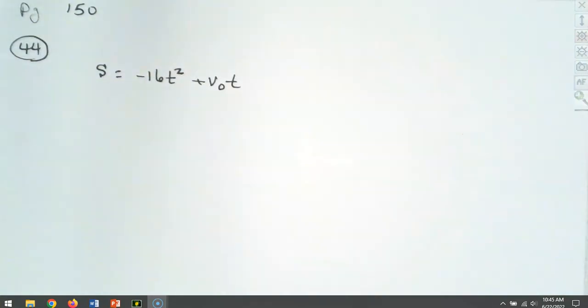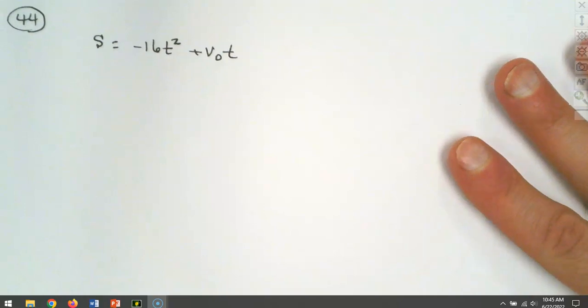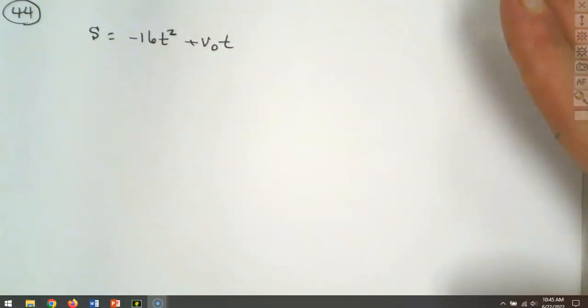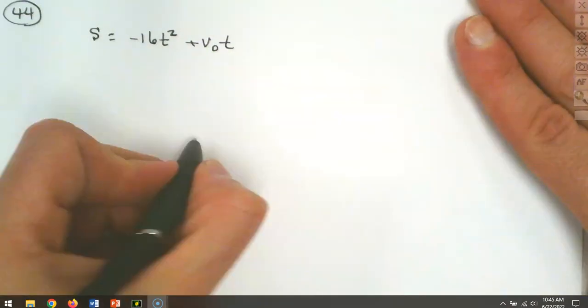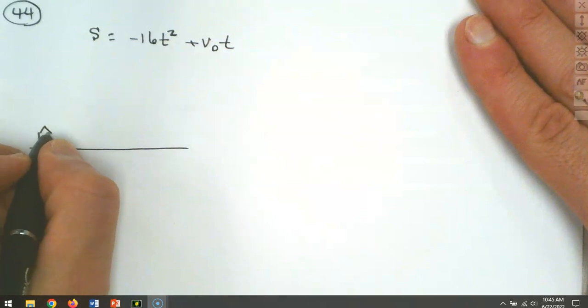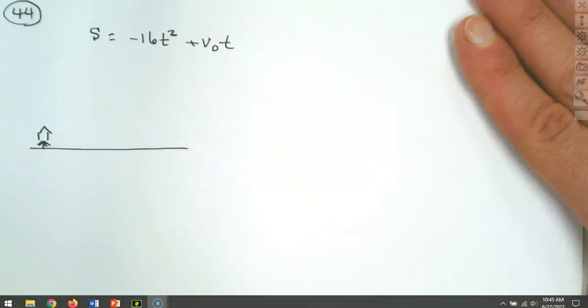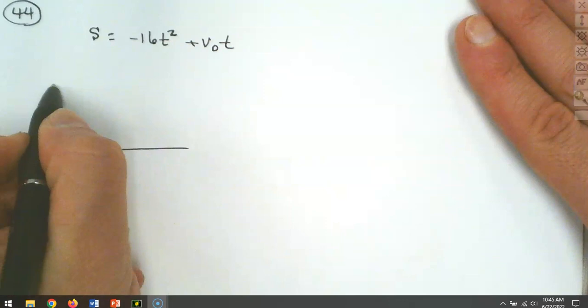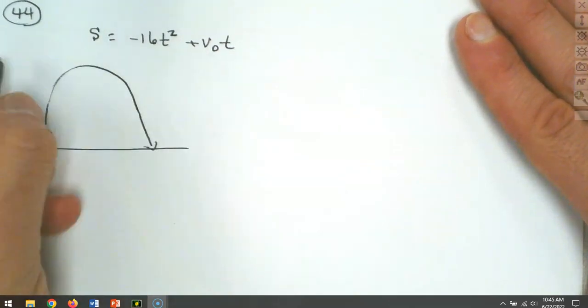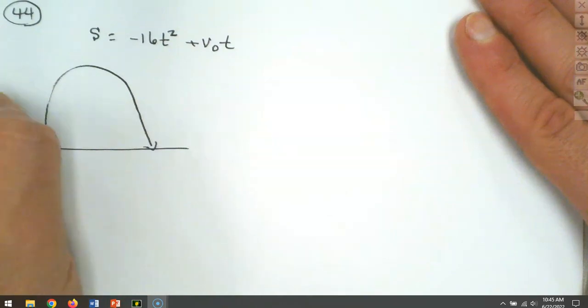So let me draw a diagram to kind of show you what's happening here. And there's three different scenarios. What we can have is a rocket, and it's here. And this rocket's going to go up in the air, and it's going to come back down. And this is going to represent our height here.